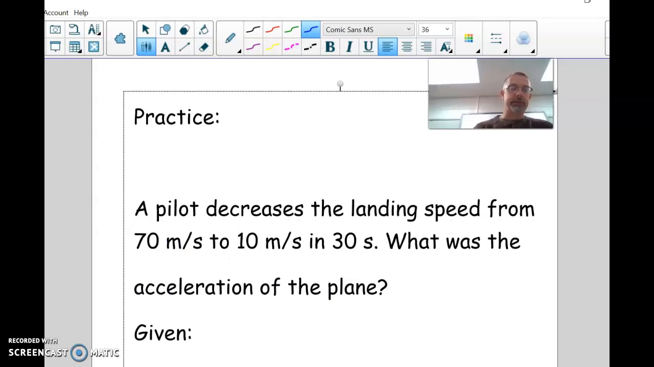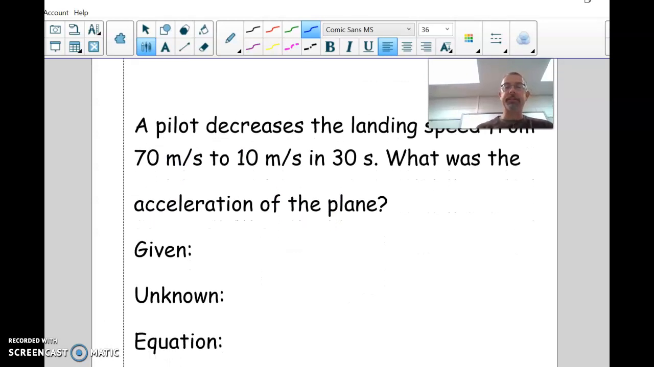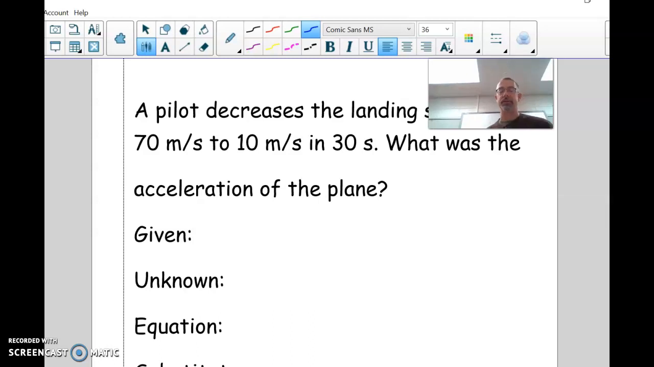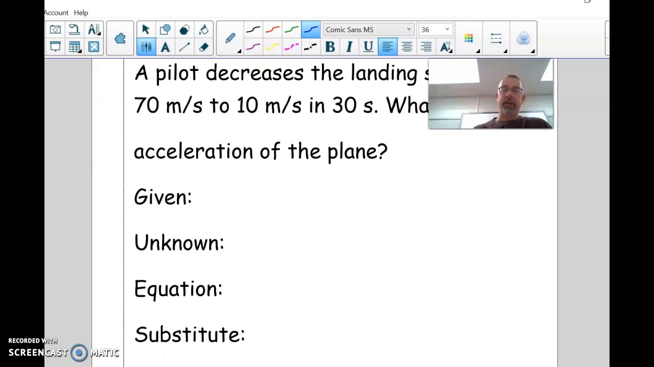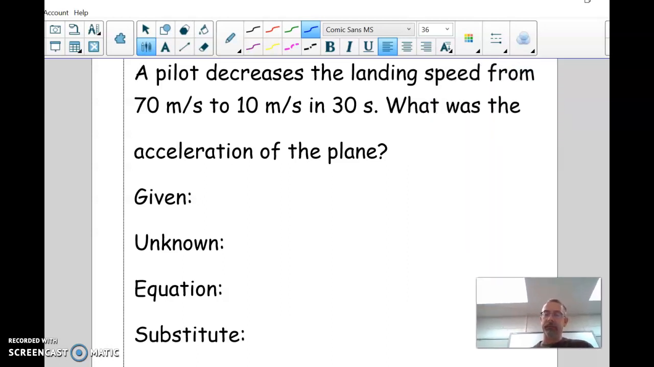Let's look at how you solve a sample problem. And these sample problems are actually on your assignment, so you can kind of watch how I do it here and then see them redone on your assignment. So I've got a pilot that's decreasing the landing speed from 70 meters per second to 10 meters per second in 30 seconds. What's the acceleration of the plane?